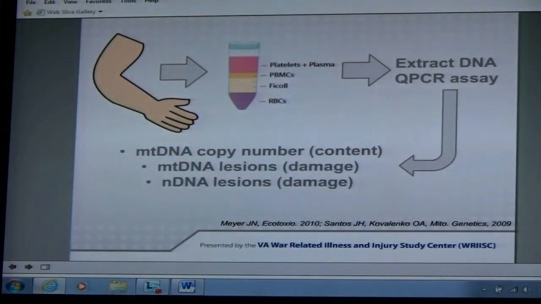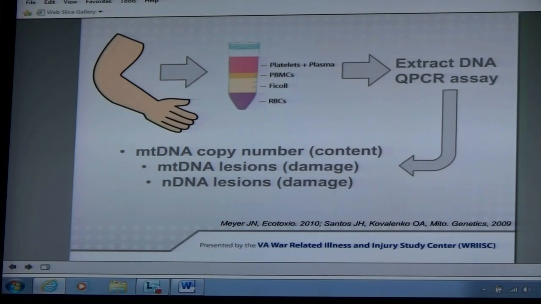So to tell you a little bit about the analysis we did, again, it started from blood. We took a blood sample, we centrifuged that blood sample, and we isolated out through a procedure just the white blood cells. The white blood cells are important because that's where we find mitochondria. Red blood cells are devoid of mitochondria. After we isolate those white blood cells, we can extract total DNA from them.